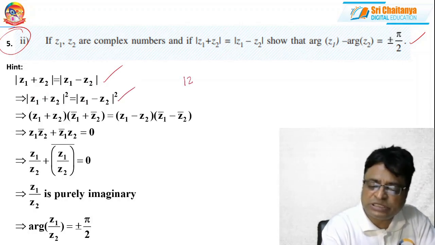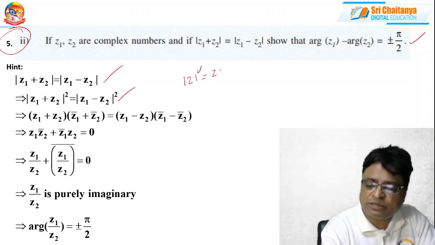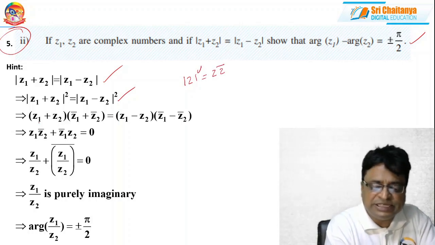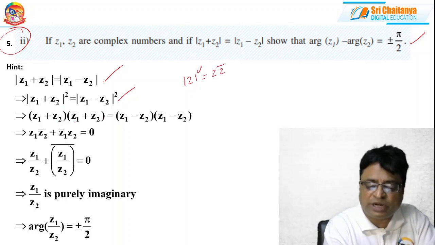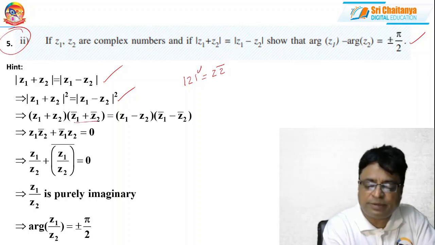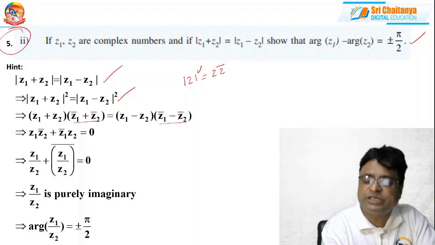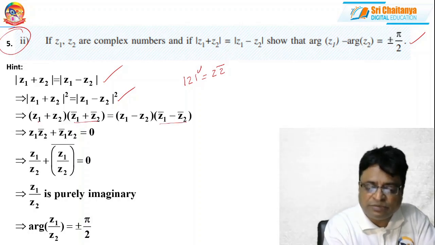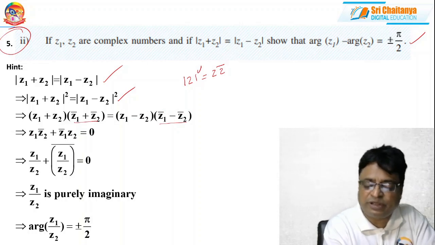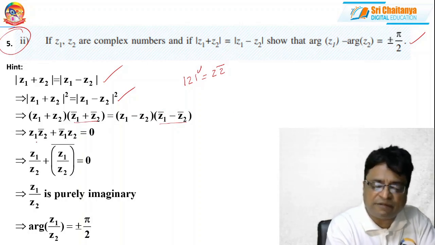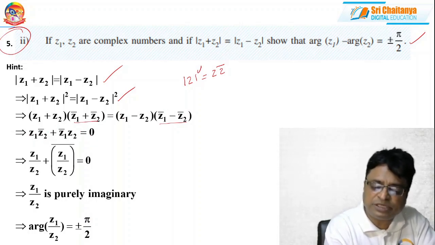What is mod Z whole square? Mod Z whole square is Z into Z bar. So this is Z1 plus Z2 into Z1 plus Z2 whole bar, that I can write as Z1 bar plus Z2 bar. Similarly, Z1 minus Z2 into Z1 minus Z2 whole bar, that is Z1 bar minus Z2 bar. You multiply this. Z1 into Z1 bar is mod Z1 square, and similarly on RHS also mod Z1 square gets cancelled. Similarly, mod Z2 square terms will get cancelled, and after simplification, you get Z1 Z2 bar plus Z1 bar Z2 equal to 0.